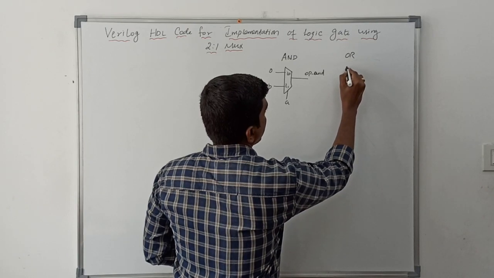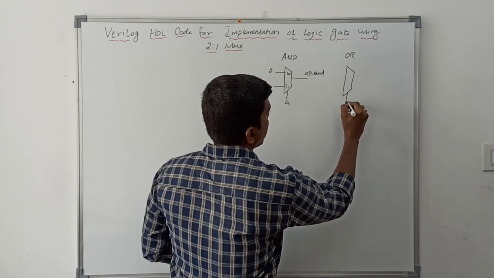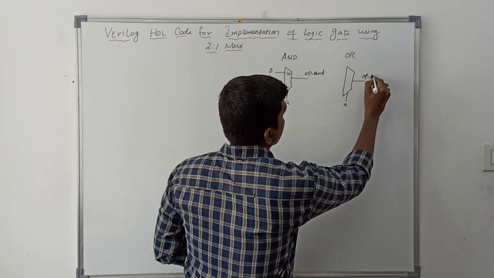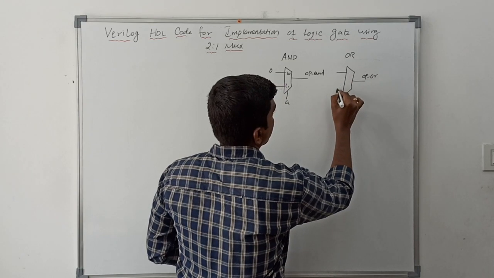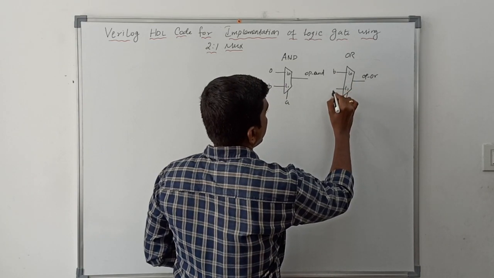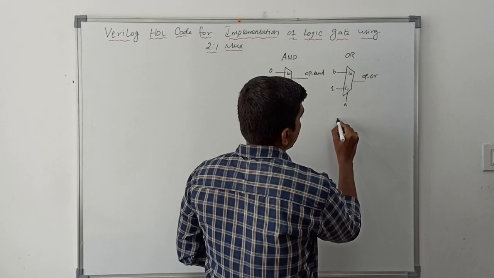Then come to the OR gate. A is the selection line, and this is the output OR. So I0 and I1: I0 is connected to B and I1 is connected to 1.